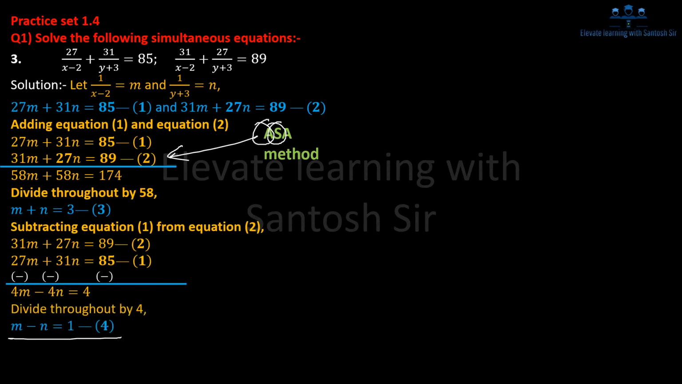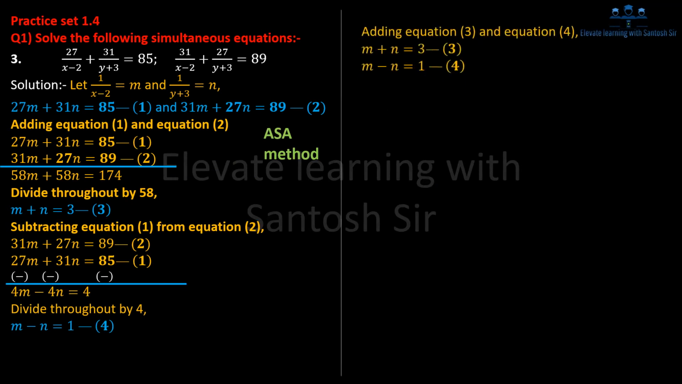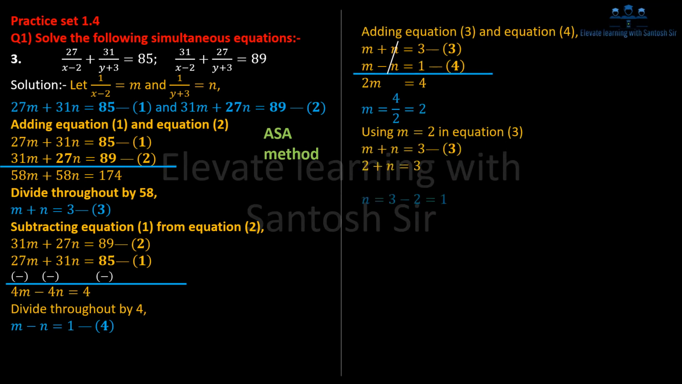Now we got two simple equations over here, equation 3 and equation 4. Now we go to the last step, that is adding. So we will add equations 3 and 4 now to get the values of m and n. In this case, n will get cancelled. We will get 2m is equal to 4, which will give us m is equal to 2. Now using this value of m in equation 3, we can get the value of n as 1. So we got the value of n as 1.